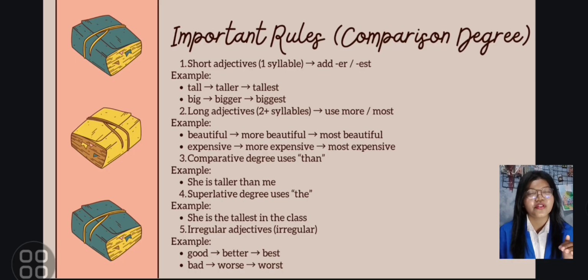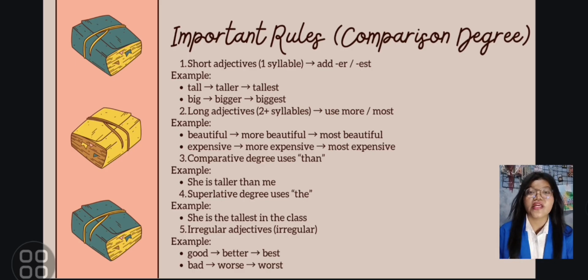So, before we move to the practice questions, let me explain some important rules we need to remember when using comparison degrees. First, for short adjectives, we add er for comparative and est for superlative. For example, tall becomes taller and tallest. Second, for long adjectives, we use more for comparative and most for superlative. For example, beautiful becomes more beautiful and most beautiful.